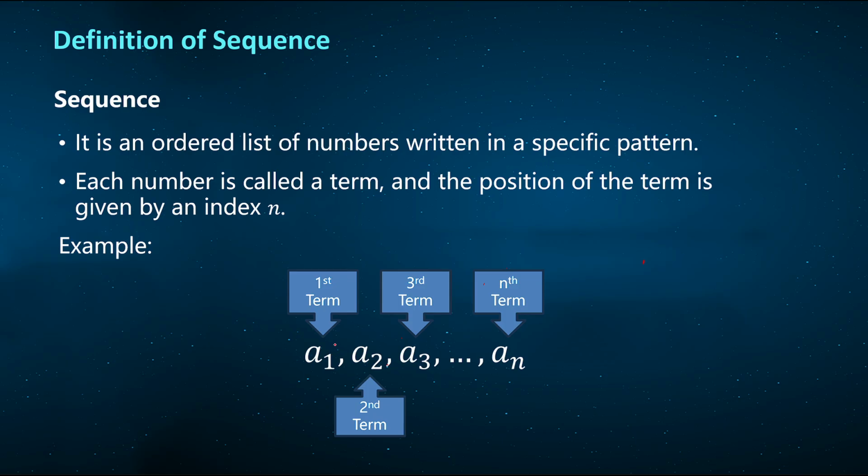Next, so in this sequence, as you can see, each term is separated by what? It is separated by comma. Okay, so if you're going to represent a sequence, especially its terms, you should write a comma in between terms.